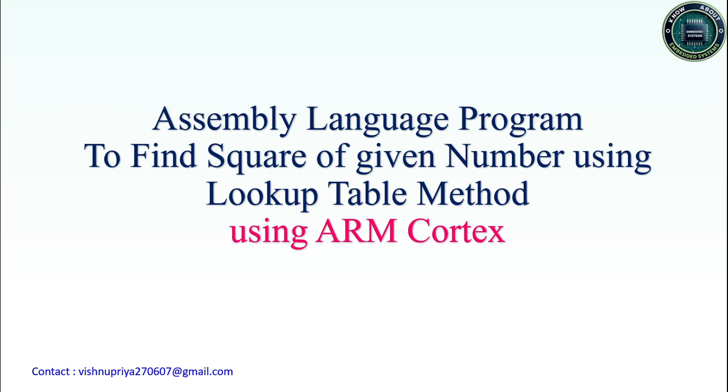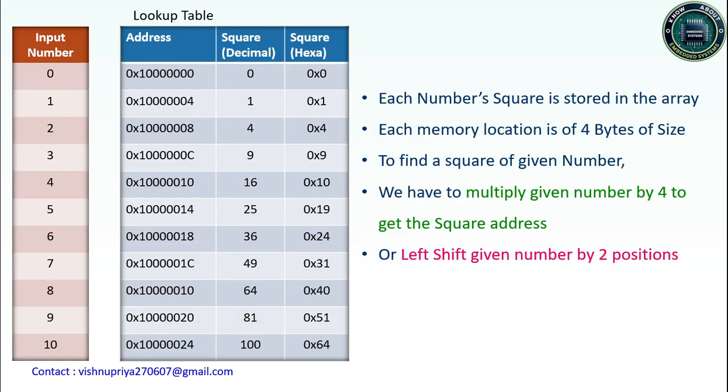Let us start. Guys, if you want to find a square of a given number, one important thing you should know: the square can be found out easily by multiplying by the same number. But here we're not using that method. We're going to use lookup table method. So what do you mean by lookup table method?